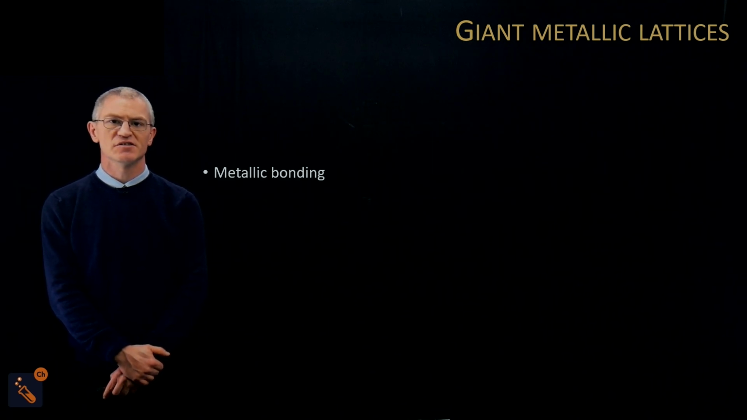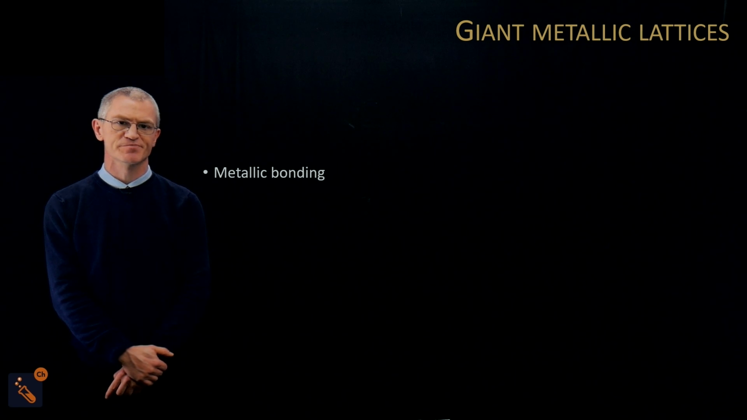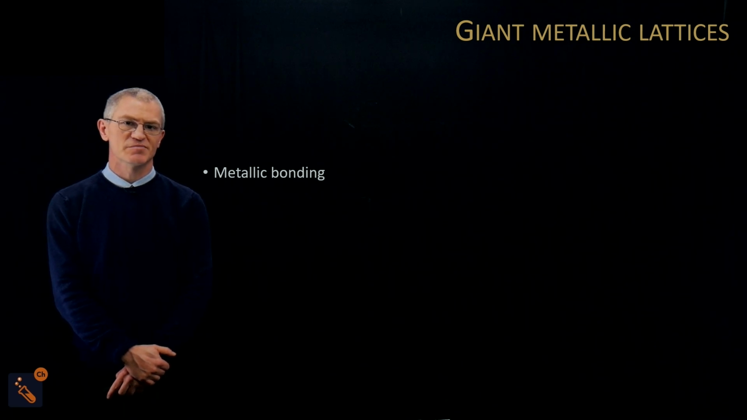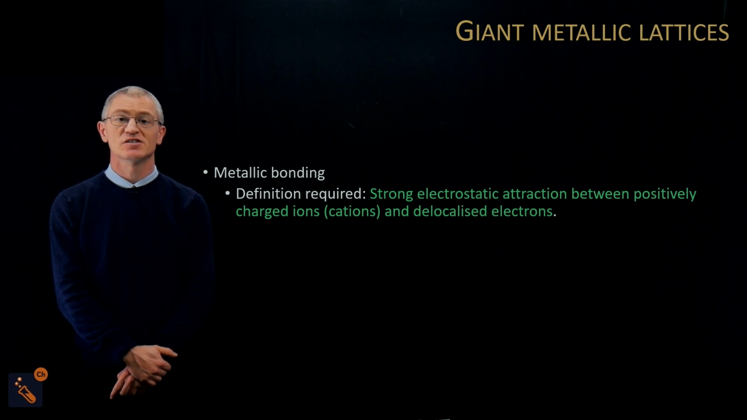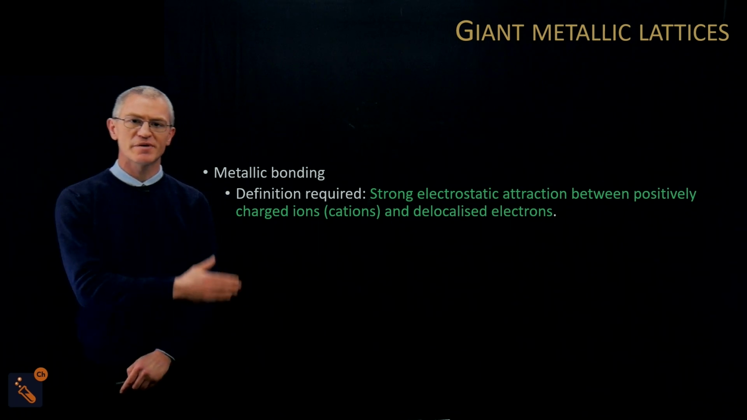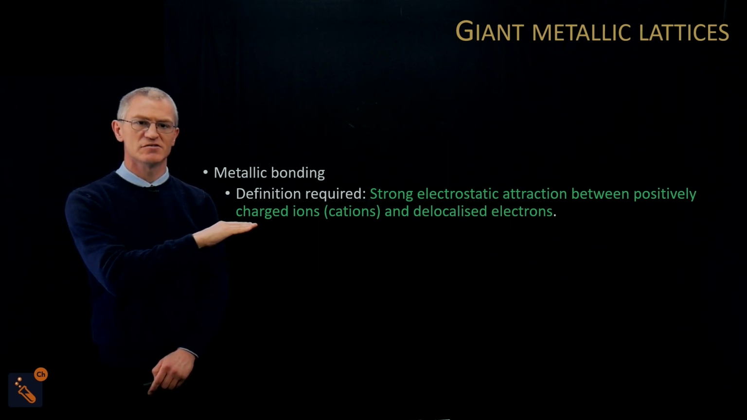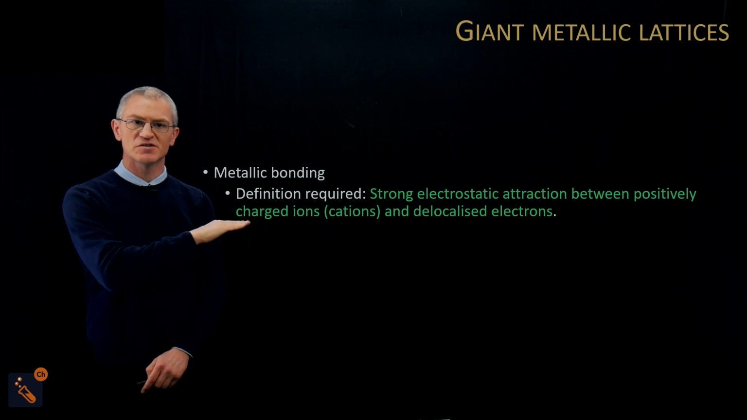We're now going to go on to giant metallic lattices and talk about a common exam question. So first of all, you need to know the definition, which is metallic bonding. Now, the metallic bonding definition is the strong electrostatic attraction between positively charged ions and delocalized electrons. As long as you mention the positively charged ions and the delocalized electrons, you'll be fine. Sometimes you can say positively charged metal ions, and that's still correct.